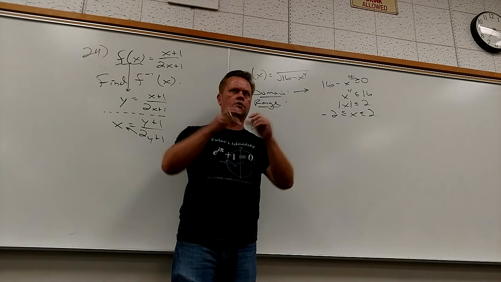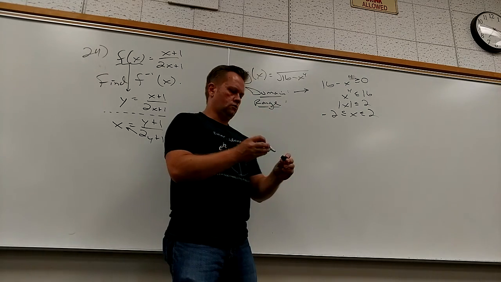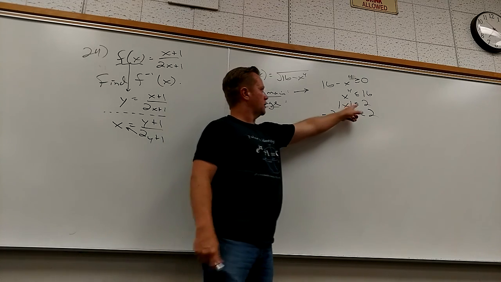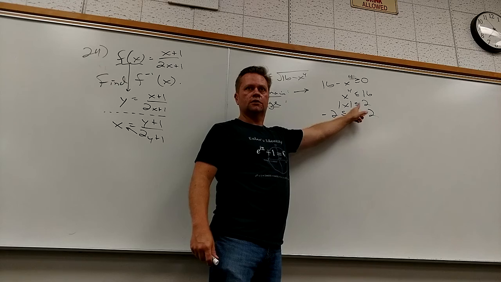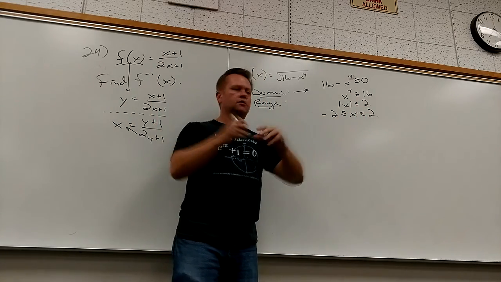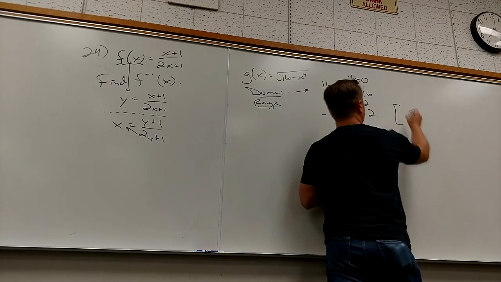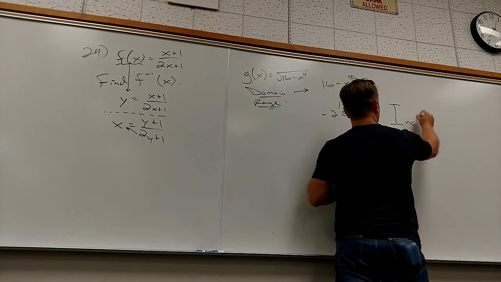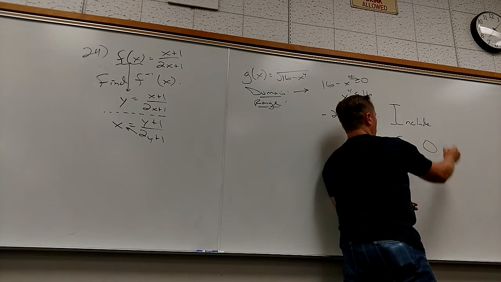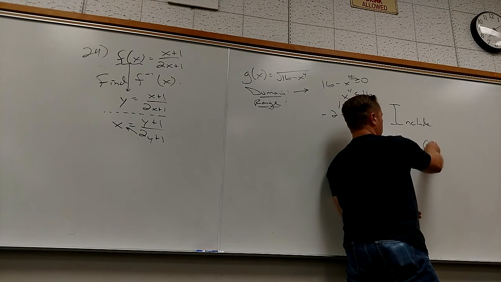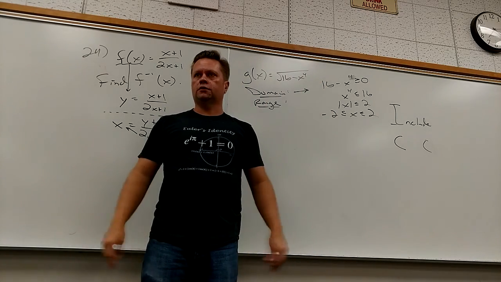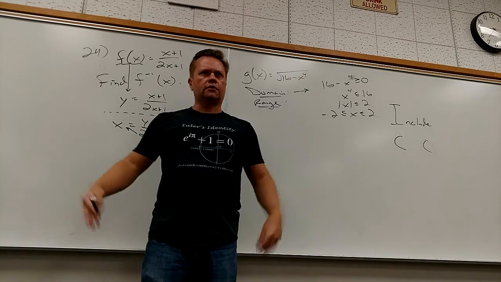Yes? If we're doing the domain, we're doing brackets. Are we going to do open bracket or closed bracket? The answer's right there. It's allowed to equal negative 2, so it's going to be a bracket. This looks like the letter I for include, right? And this looks like half of an open circle, which we used for exclude. If you have any trouble with interval notation, that's a way to remember.